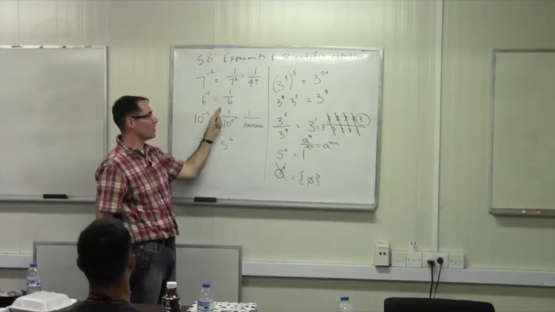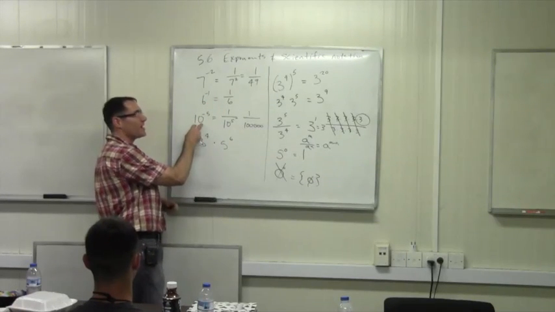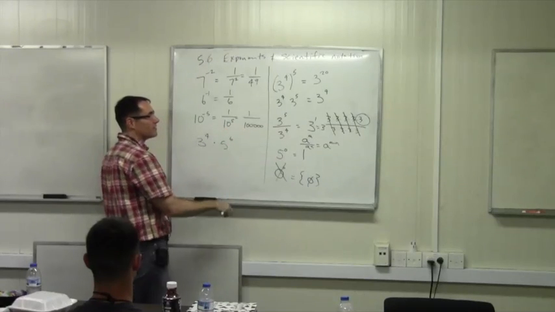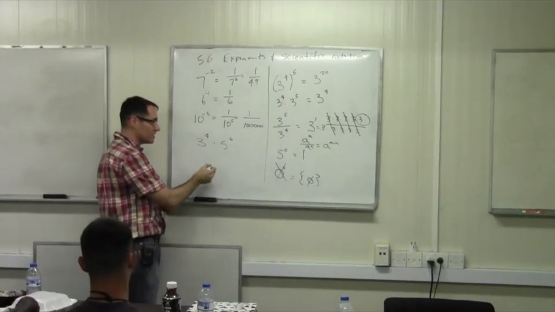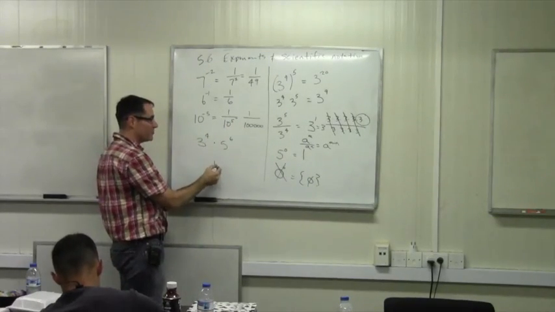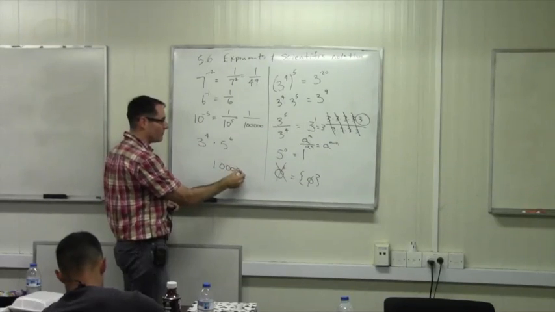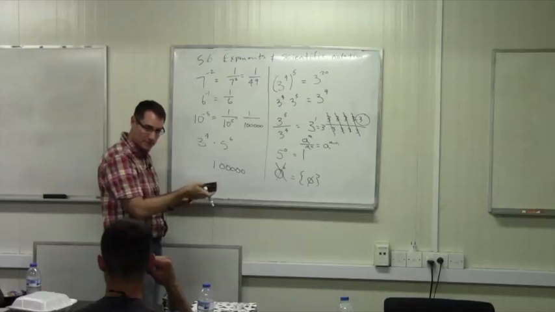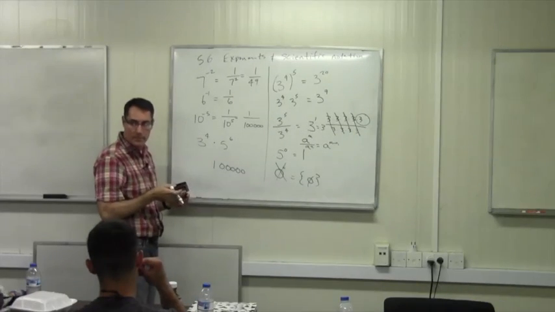6 to the negative 1 is just 1 over 6. 10 to the negative 5 is 1 divided by 10 to the 5. And I just wrote out 10 to the 5. Powers of 10 are easy. If it's 10 to the 5, you do 1, and then 1, 2, 3, 4, 5 zeros. Easy. And then we said we can't do that one. Questions on those? Yeah. I got a question.